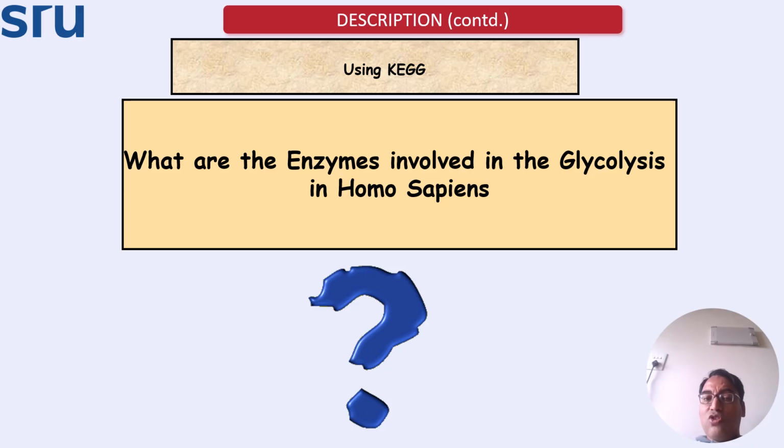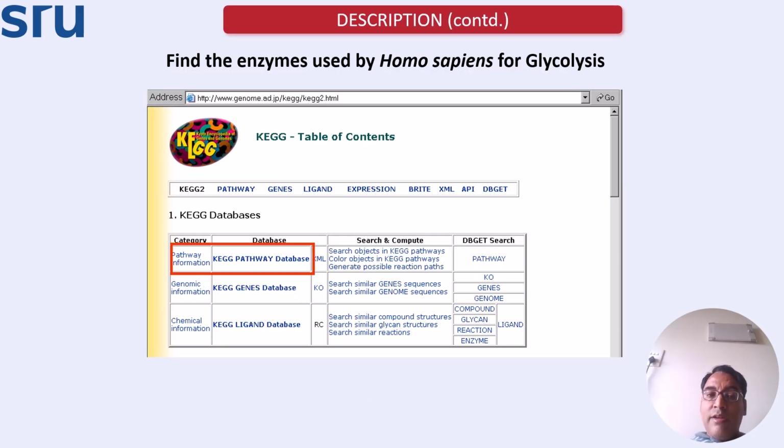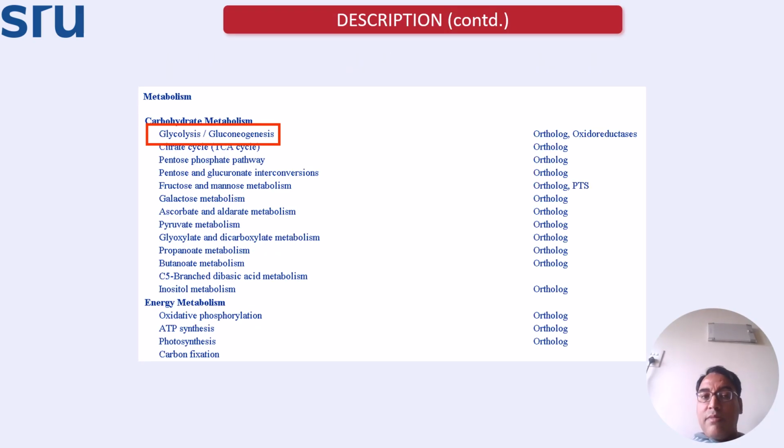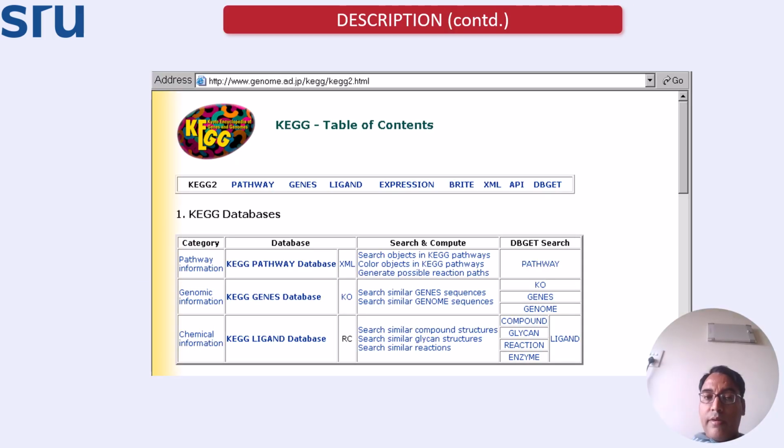so if I ask you, using KEGG, tell me the enzymes which are involved in the glycolysis of Homo sapiens. Homo sapiens are the humans, okay? See, I can go to the KEGG pathway database here. I can go to the KEGG table of contents, modules which are available in KEGG, go to KEGG pathway databases and see, I can immediately turn it on. Then click here on the glycolysis. See?